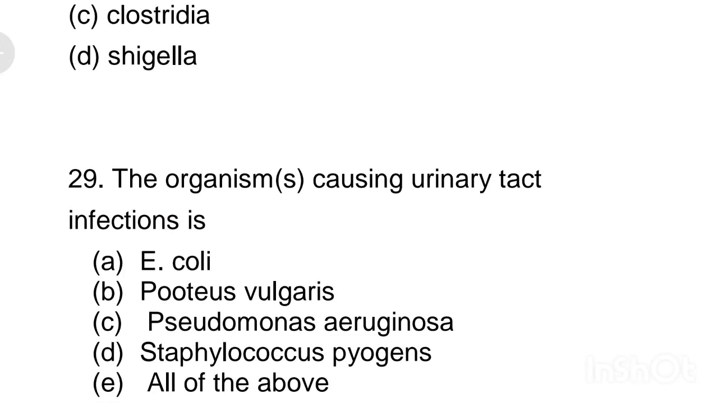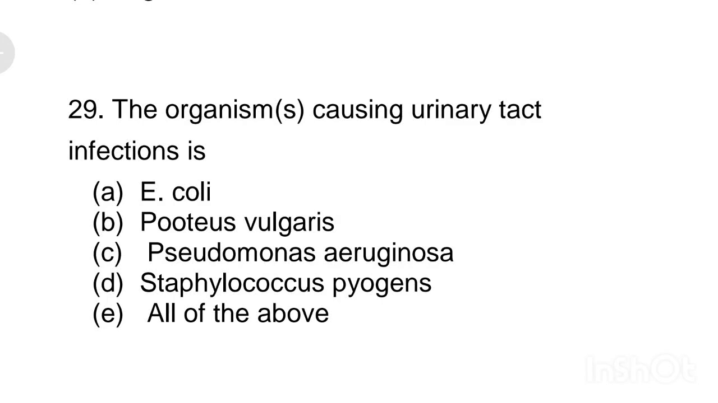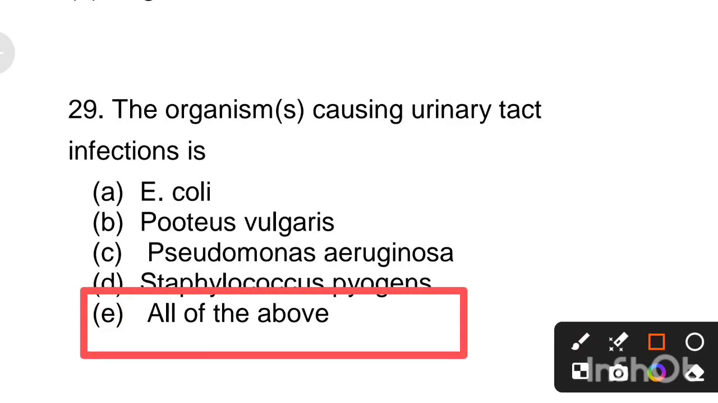Next question. The organism causing urinary tract infection is option A, E. coli, Escherichia coli, option B, Proteus vulgaris, option C, Pseudomonas aeruginosa, option D, Staphylococcus pyogenes, option E, all of the above. Correct answer is option E, all of the above.